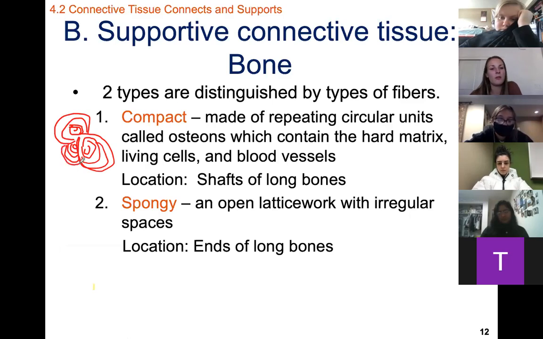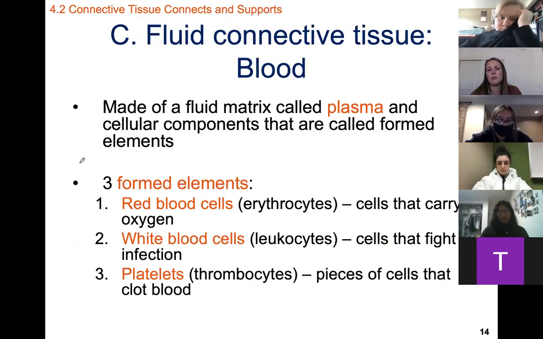All right, we may have a picture, I believe, in the bone slide for sure. I'm not sure if this slide has it. No, it doesn't. Okay.